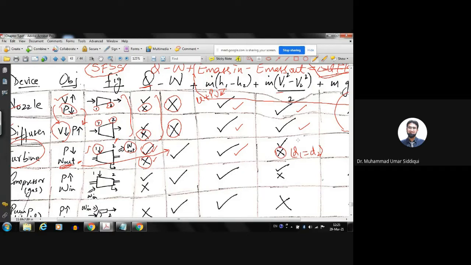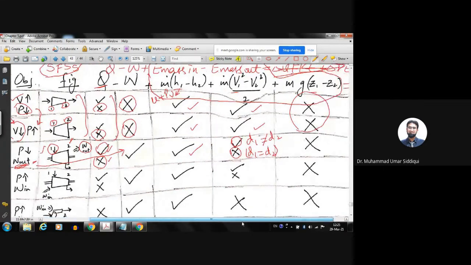So suppose D1 at inlet is different than D2, then it will be there. Then the velocity change will be there, and then the kinetic energy change will also be there. Is it clear? Yes. Okay. The next thing is about the potential effects.